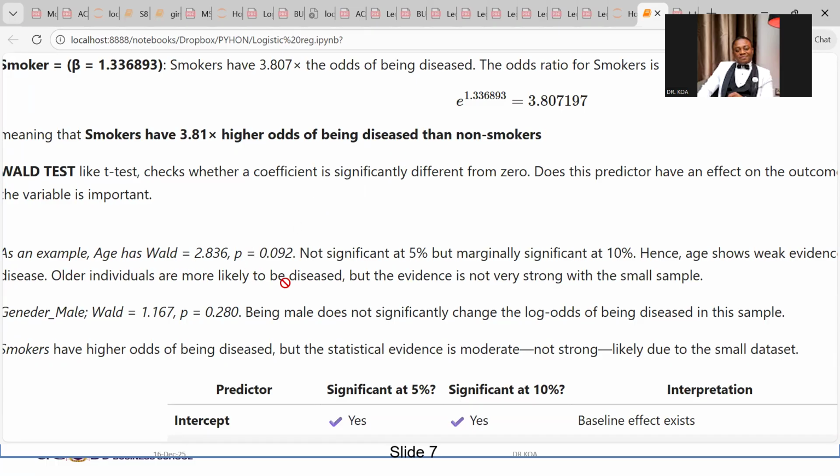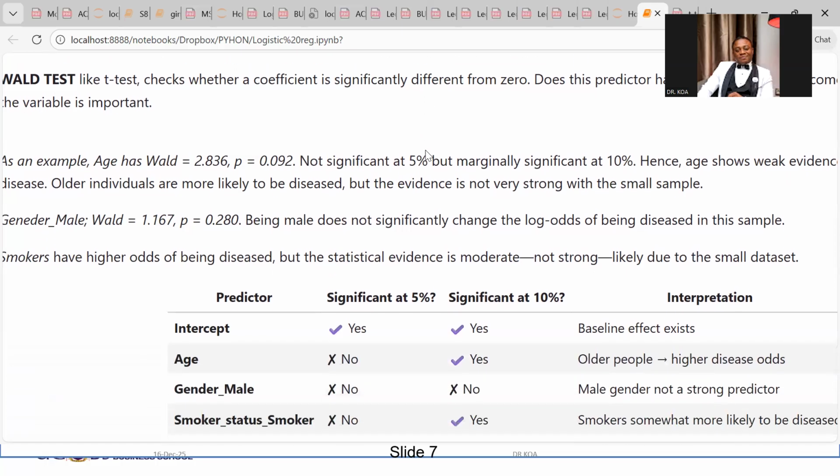Older people are more likely to be diseased. That's what this one is showing because it's positive. But the evidence is not very strong with this small sample that we are using. When you check the data, you see that it is just 35 observations. That's not much at all. According to the central limit theorem, it should be very large. So that may explain why.